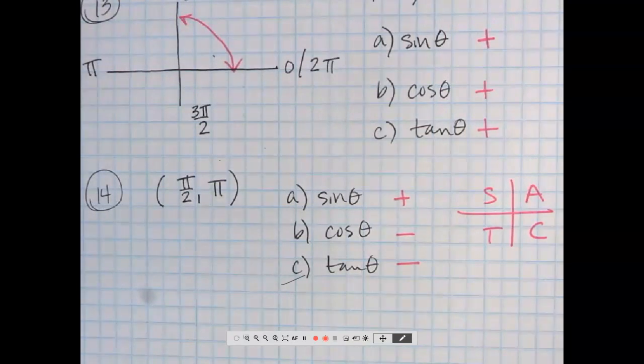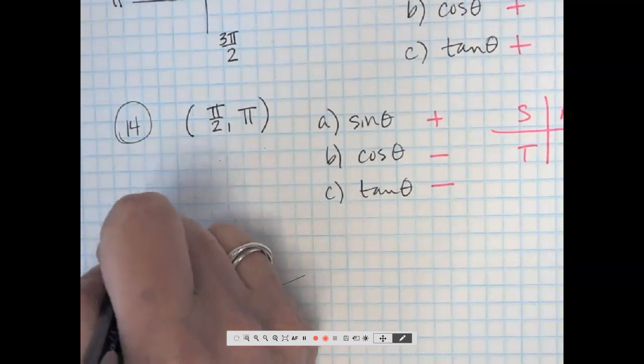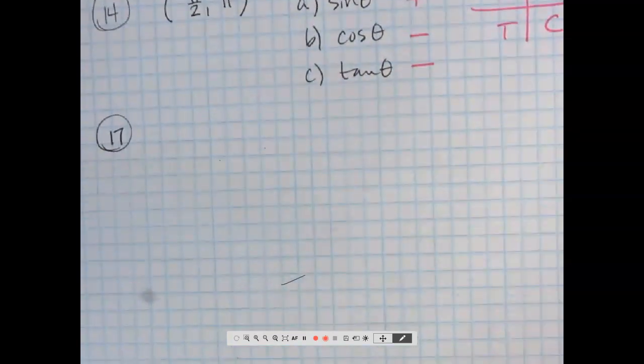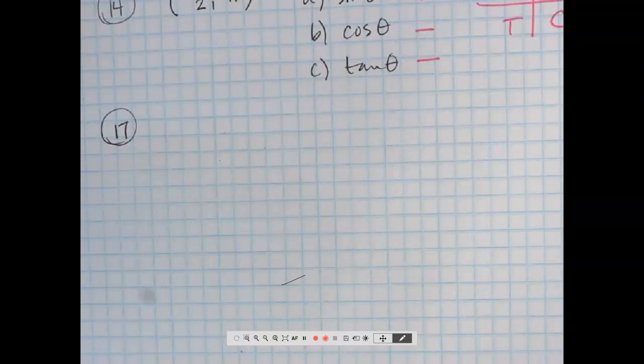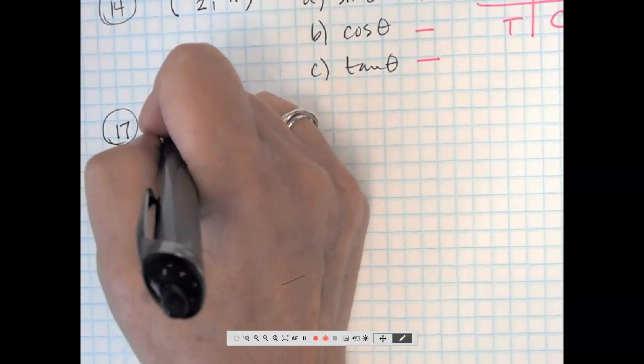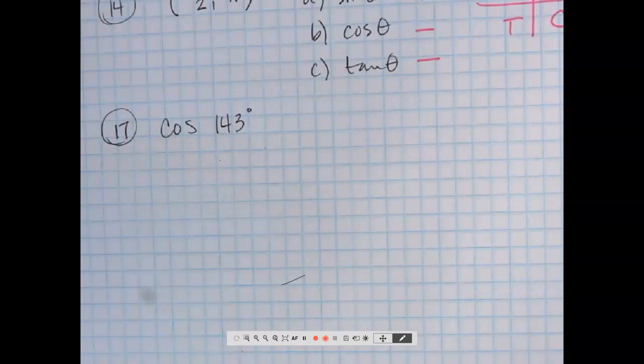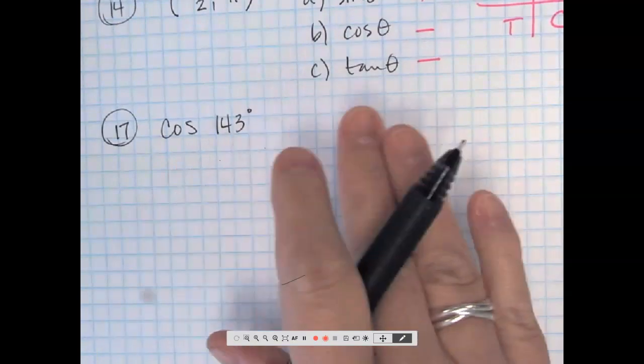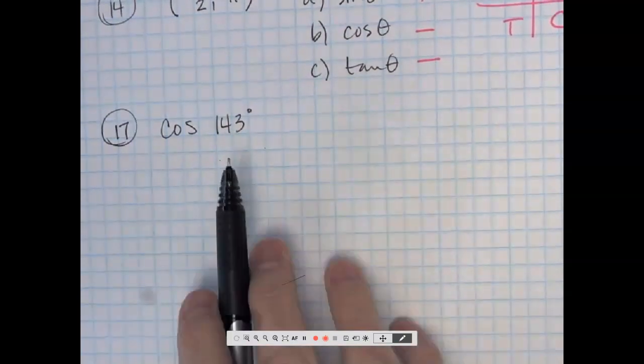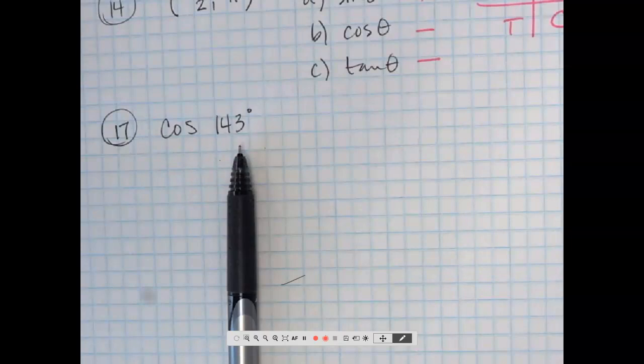Okay, so let's jump down to a different problem. Let's go to 17. Sometimes just interpreting what is being asked is the hardest part. Okay, so directions for 17. Determine the sign, positive or negative, of the given value without a calculator. Cosine 143. I am not finding cosine of 143. I am just saying this will be positive or this will be negative. And that's it. Okay, so 143 is in which quadrant?